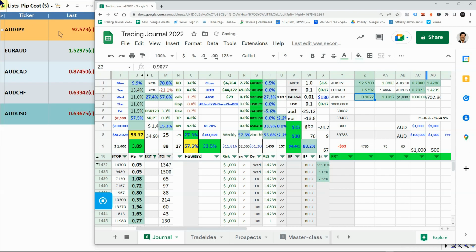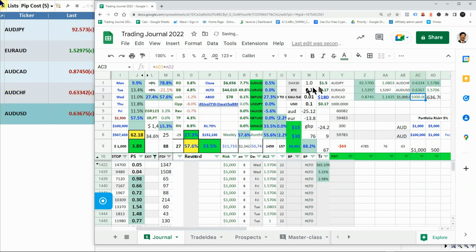1.5297. Very good. Aussie CAD? 0.8745. Fantastic. Aussie Swiss? 0.6334. And lastly Aussie US. Yeah, 0.63. Alert triggered. That's it.